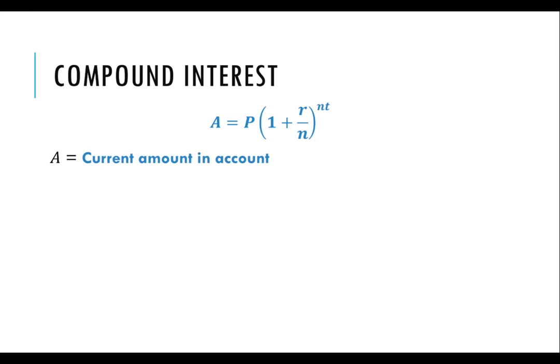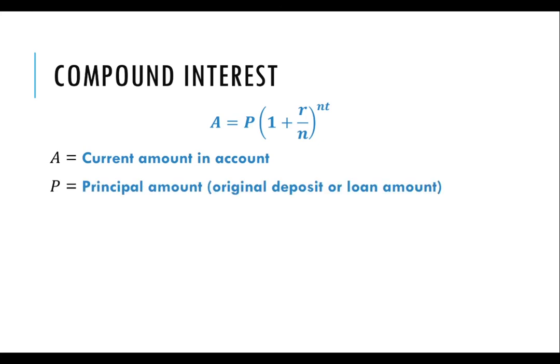Now, A is going to be the current amount that is in the account. P is going to be the principal amount. That is the original deposit or loan, depending upon if you're borrowing or loaning. R is the interest rate, and it always needs to be in decimal form. If you try to use the calculation with a percentage, that's not going to work. Just as a side note, the percent symbol literally means per 100 or 1 over 100. So make sure you realize that you must work with decimals when you're dealing with interest rates.